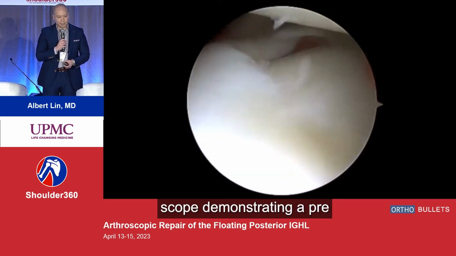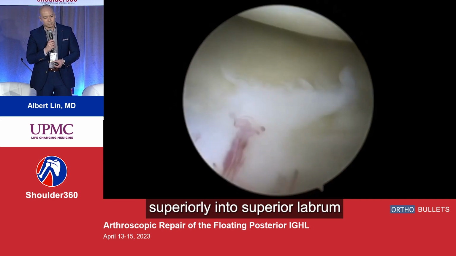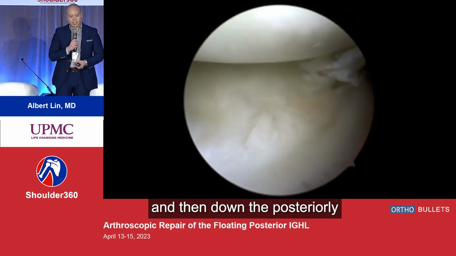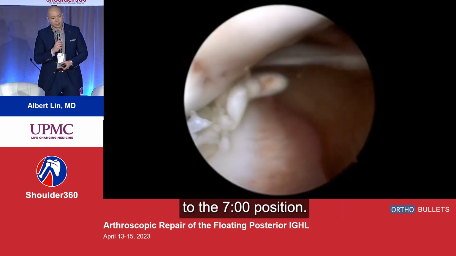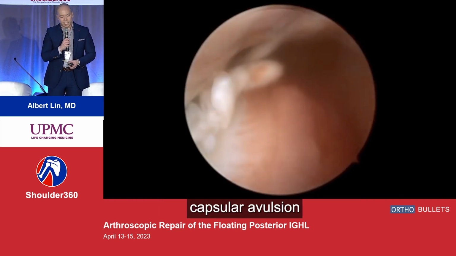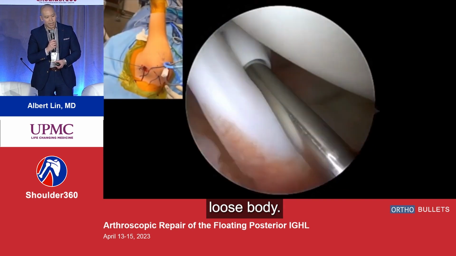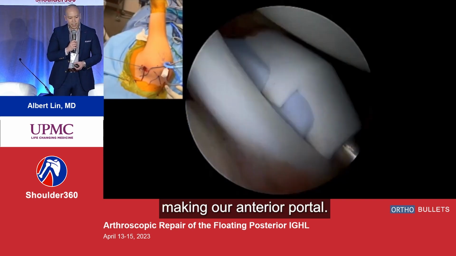So this is a diagnostic scope demonstrating a pretty severe injury from the 3 o'clock position anteriorly, going up superiorly into the superior labrum, and then down posteriorly to the 7 o'clock position. That is our Hagl lesion right there with the capsular avulsion off the posterior humeral insertion site and a chondral loose body.